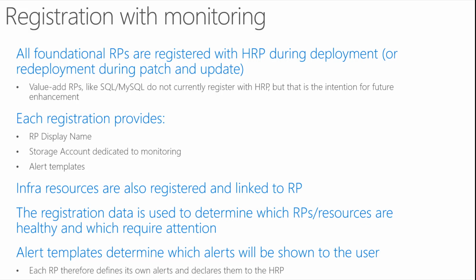Each registration provides the RP display name, the storage account dedicated to monitoring, and alert templates. Infrastructure resources are also registered and linked to the resource provider. The registration data is used to determine which resource providers are healthy and which require attention. Alert templates determine which actions and which alerts will be shown to the user. Therefore, each resource provider defines its own alerts and declares them to the health resource provider.